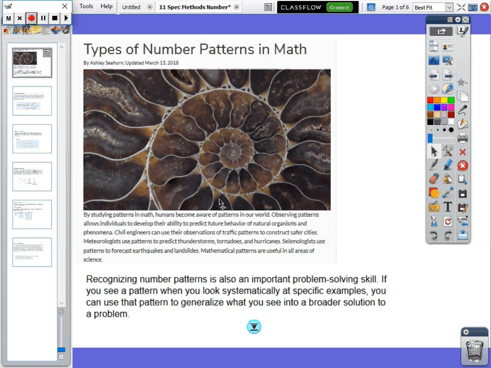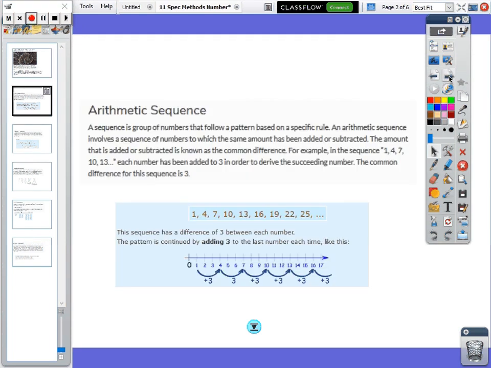But once we know what patterns are, where we can identify patterns, then we can actually use that to predict. So recognizing number patterns is an important problem-solving skill. If you can see a pattern when you look systematically at evidence, examples, you can use that pattern to generalize what you see. Okay, so this is just an introduction to patterns. There are different sorts of patterns.